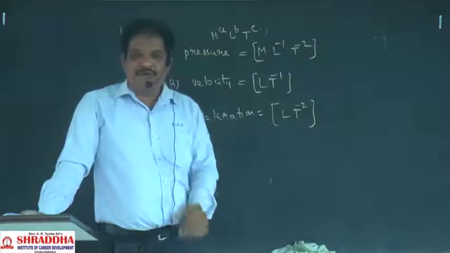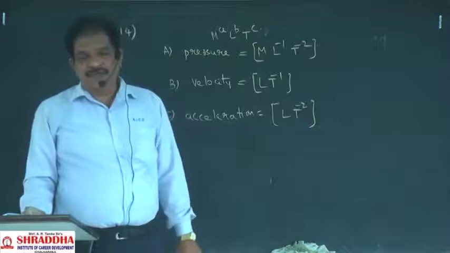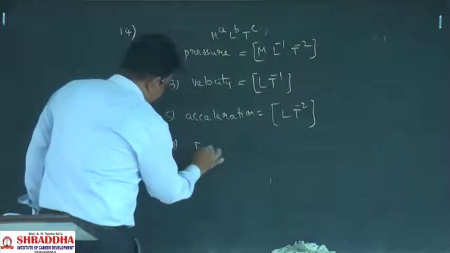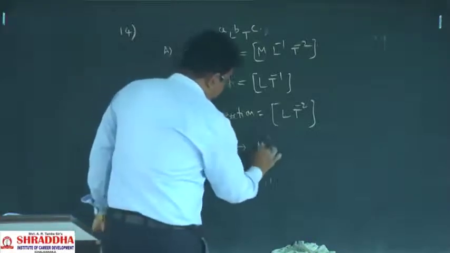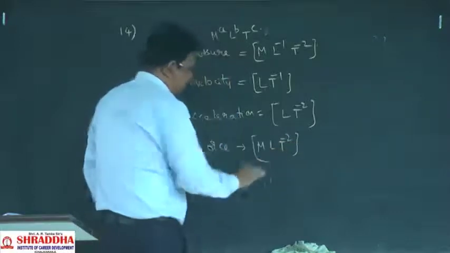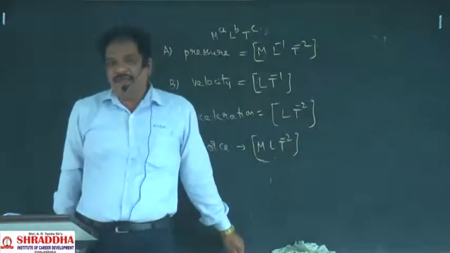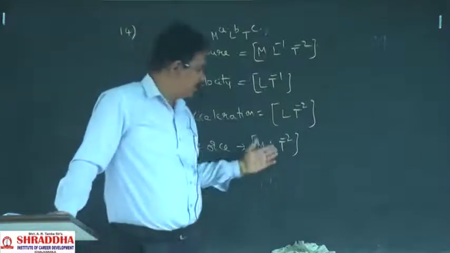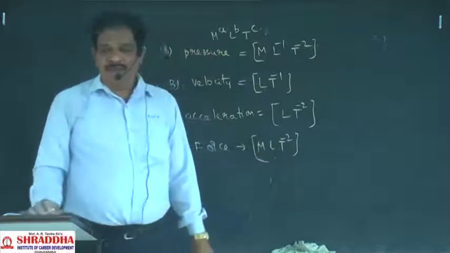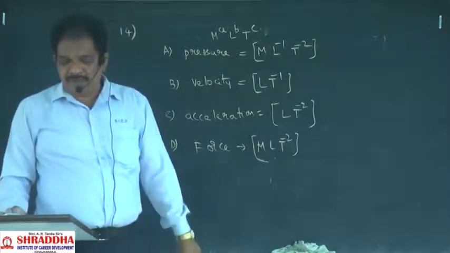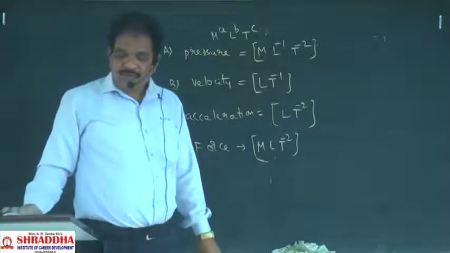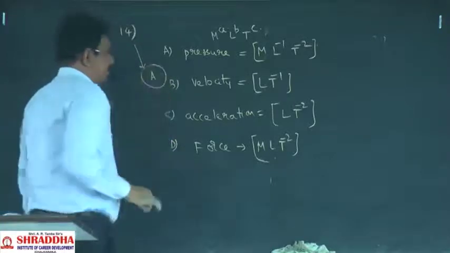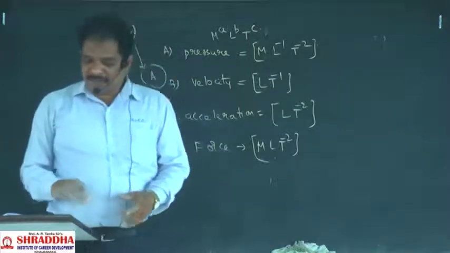Fourth one, force. Dimensional formula is M L T power minus 2. So what we will get? A value 0, b value minus 1, c value minus 2. Not matching. A, b values are 1 and 1, so they gave a is equal to 0, b is equal to minus 1. Both are wrong. 14th it will be A. Clear?